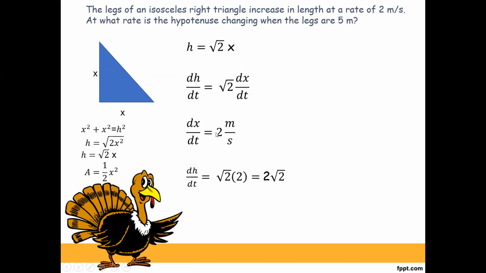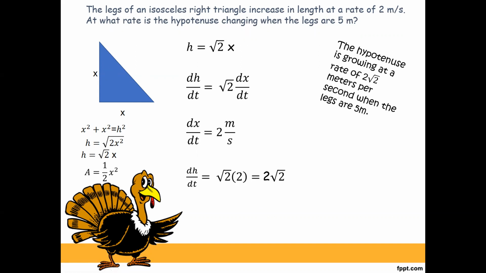So plugging it in, we get the square root of 2 times dx/dt, which is 2. So that's 2 square roots of 2 is dH/dt. Now, the length of the hypotenuse is in meters, so our units won't be meters squared per second, just meters per second. So the hypotenuse is growing at a rate of 2 square roots of 2 meters per second when the lengths of the legs are 5 meters.